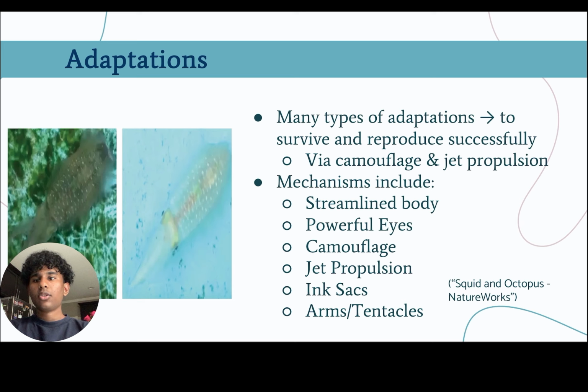Adaptations. Squids have many types of adaptations to survive and reproduce successfully, and this includes camouflage and jet propulsion, which are two of the most important adaptations in order for them to survive. These mechanisms include a streamlined body, powerful eyes, camouflage, jet propulsion, ink sacs, and arms and tentacles.